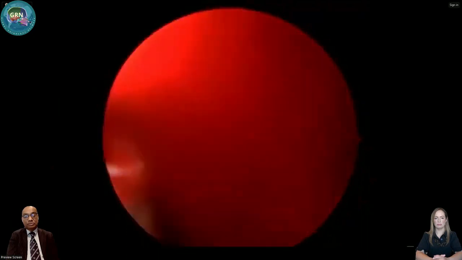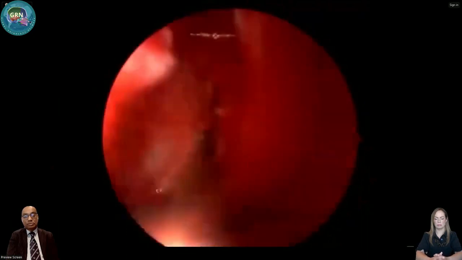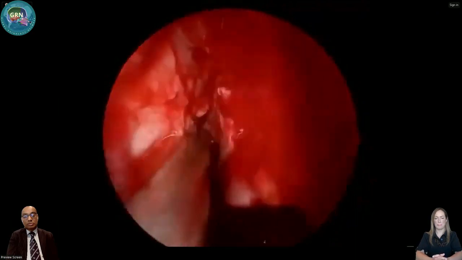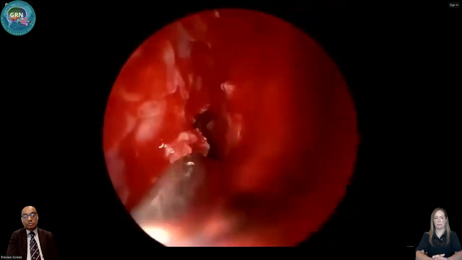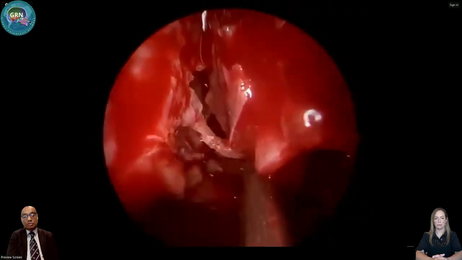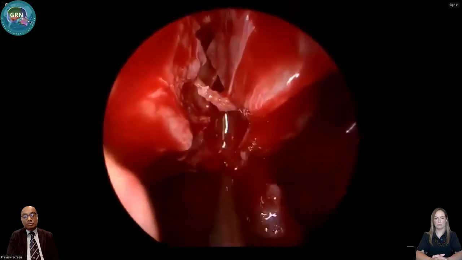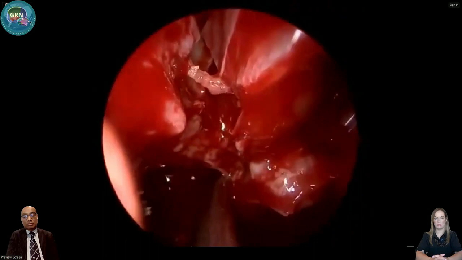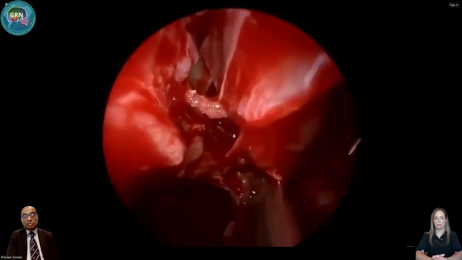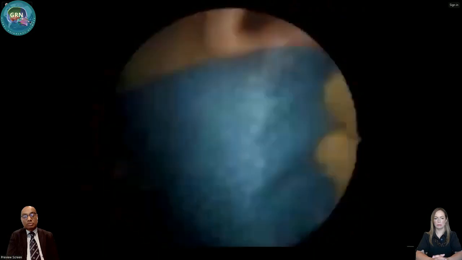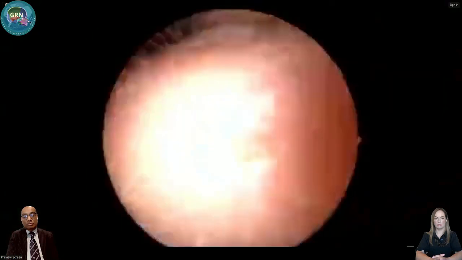So there is some bleeding, and what I am doing now is to make a centripetal resection.